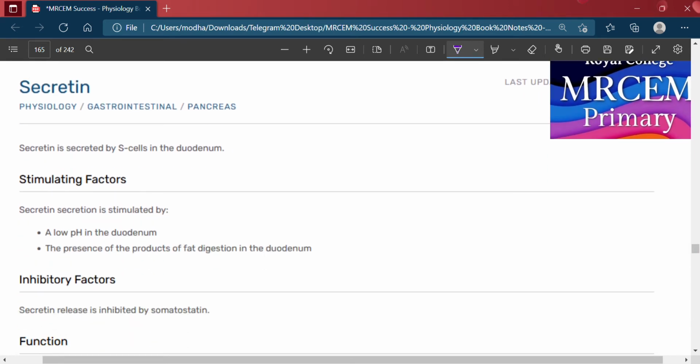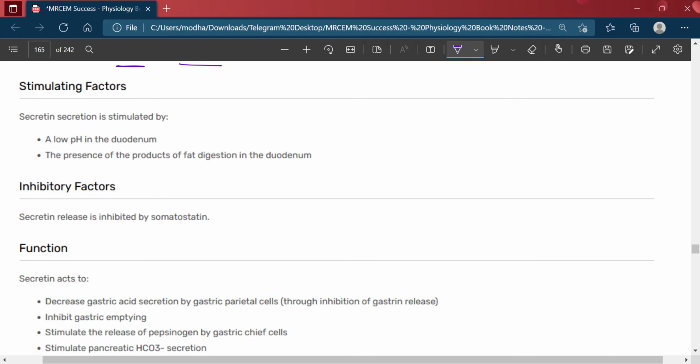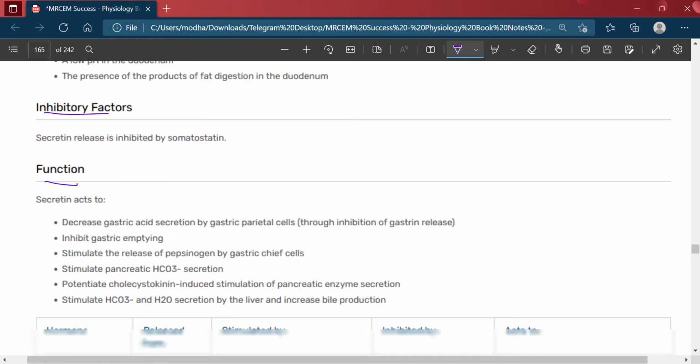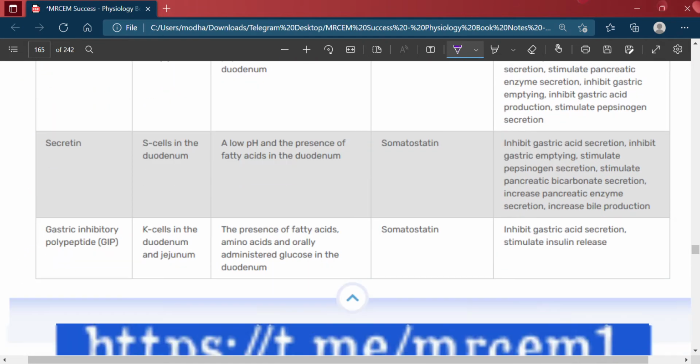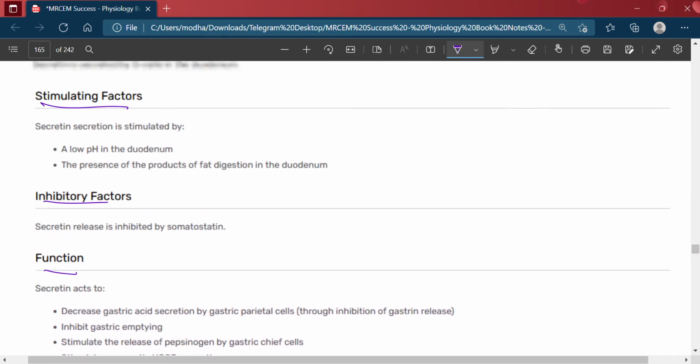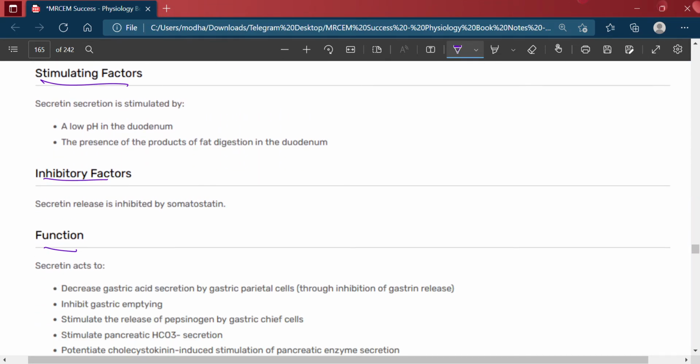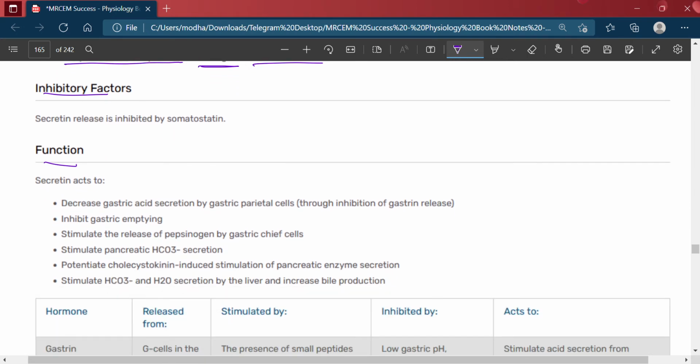Then secretin. Secretin is secreted by the S cells in the duodenum. We have seen stimulating factors, inhibiting factors and function. The stimulating factors for secretin are low pH in the duodenum and the presence of the products of fat digestion in the duodenum. Secretin release is inhibited by somatostatin.